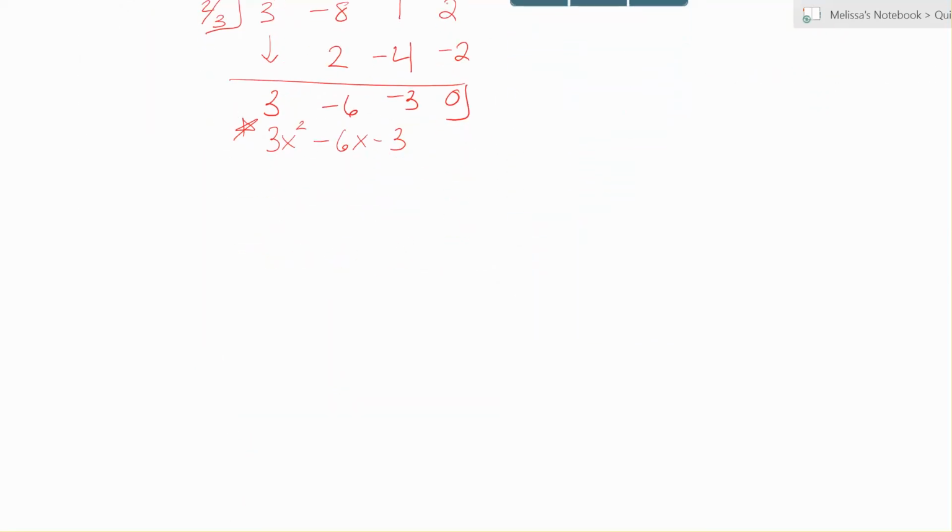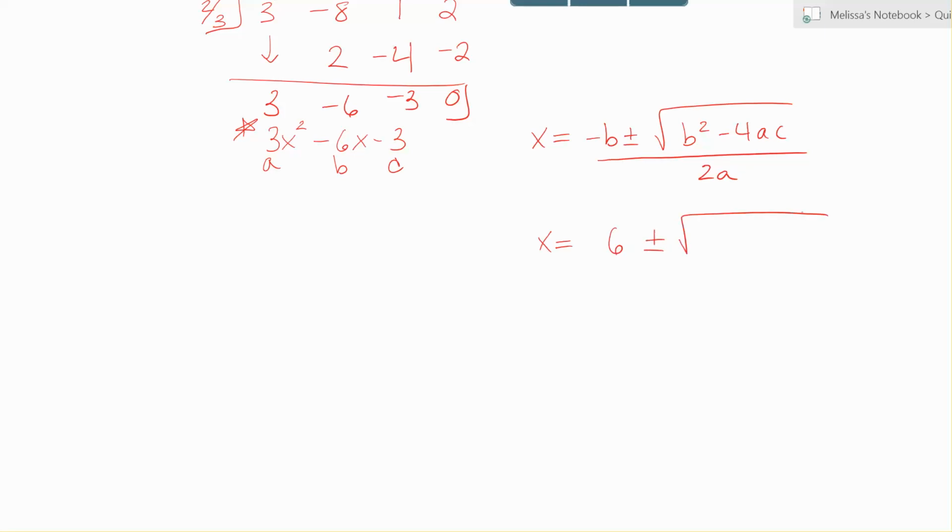I'm going to use the quadratic formula. It's x equals -b plus or minus square root b squared minus 4ac all over 2a. Now the a number is 3, the b number is -6, and the c number is -3. So I get x equals -b. So if b is -6, I change it to +6, plus or minus the square root of -6 squared minus 4 times 3 times -3 all over 2 times the a number 3.